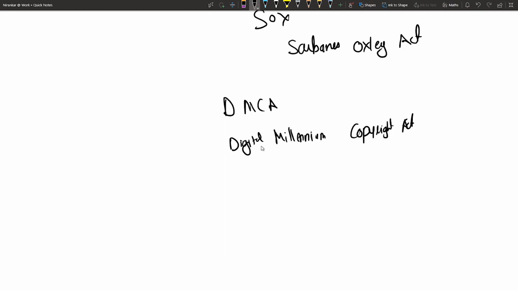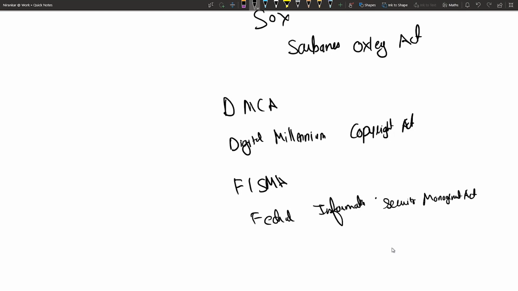Then we have the FISMA. So FISMA is Federal Information Security Management Act. So this provide comprehensive framework for ensuring the effectiveness of information security control over the information resources that support federal operations and assets. So this is for the government federal services, that your information should be confidential.